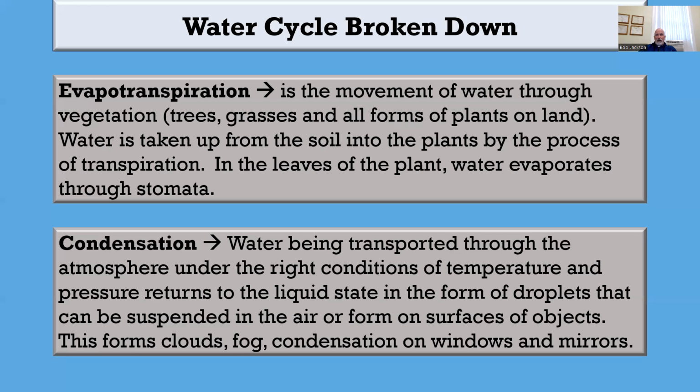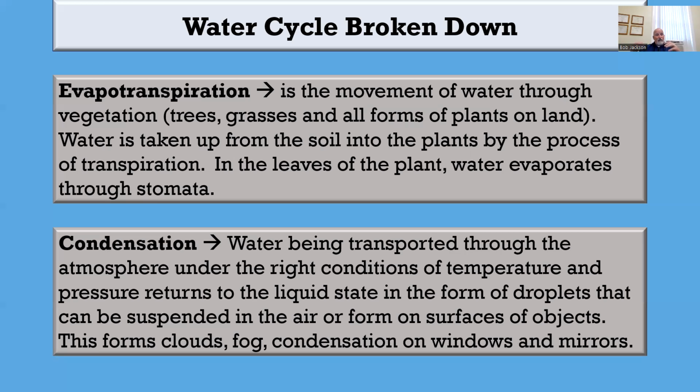And a lot of people know that. But anyway, that's evapotranspiration. Condensation is where the water's been transported up into the atmosphere, but then in the right conditions, it condenses back to droplets, which can be as simple as clouds, still held up there in the sky.